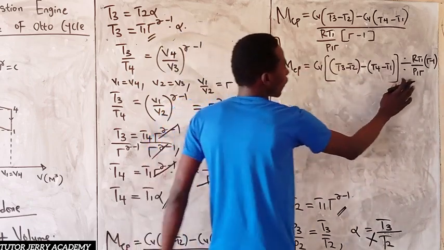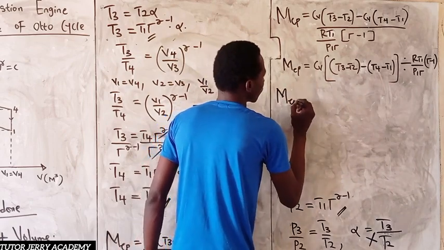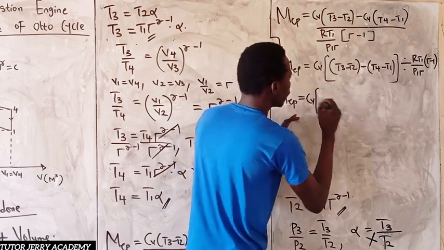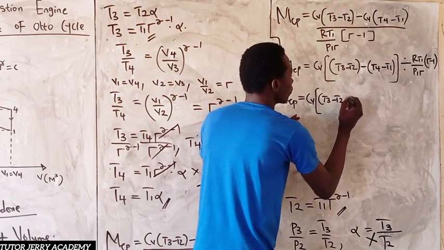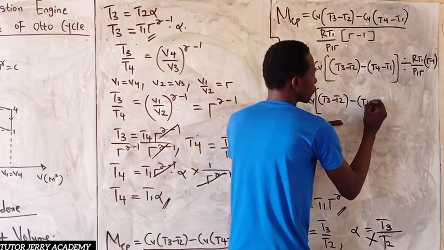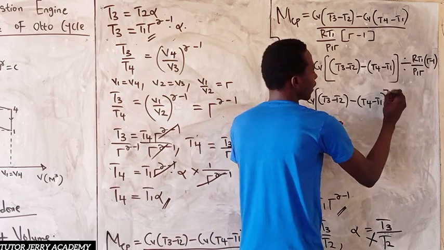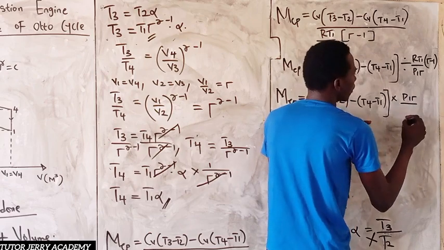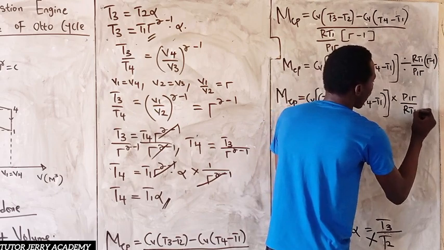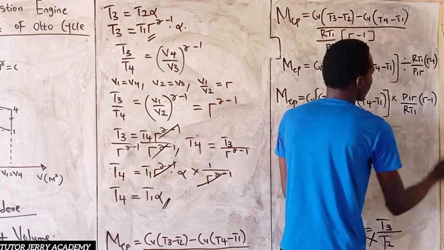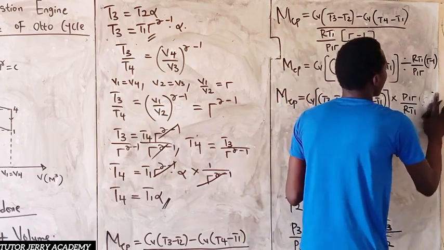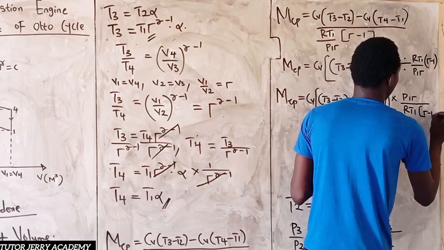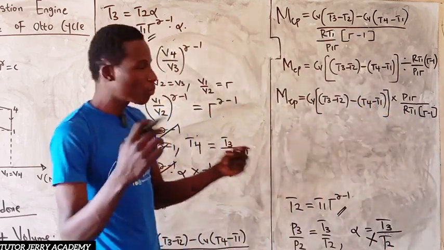Of course, you agree with me that what we have here is the same thing as what we have here. Now, in order to further simplify this, we can say that mean effective pressure is equal to CV into the bracket of T3 minus T2, close bracket, minus the bracket of T4 minus T1, close bracket, multiplied by P1 compression ratio, all over RT1 into the bracket of compression ratio minus 1. So this is what I have. I hope you get that step.